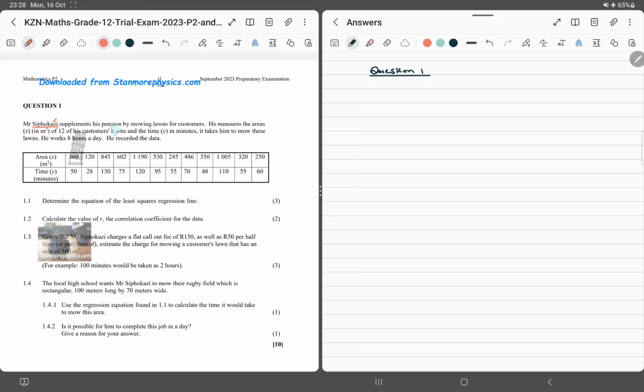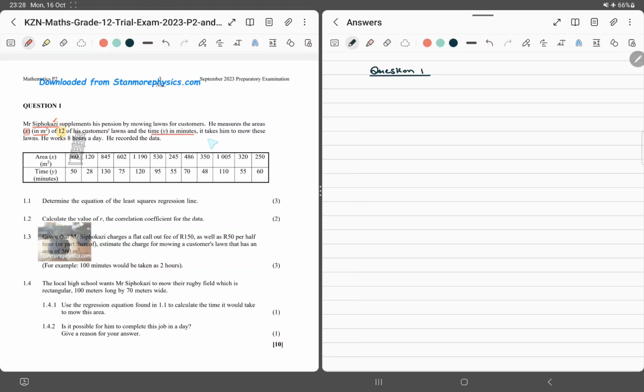Mr. Siphokazi supplements his pension by mowing lawns for customers. He measures the areas in meters squared, and obviously that is the x variable of 12. Again, pay attention to totals, guys. Totals are very, very important to ensure that you have gotten them under control. So there's 12 areas of his customers' lawns and the time y. Again, it is in minutes, so always take care of the unit of measurement.